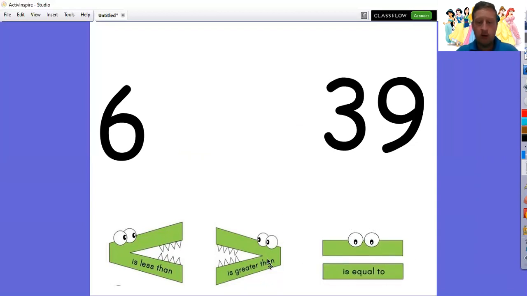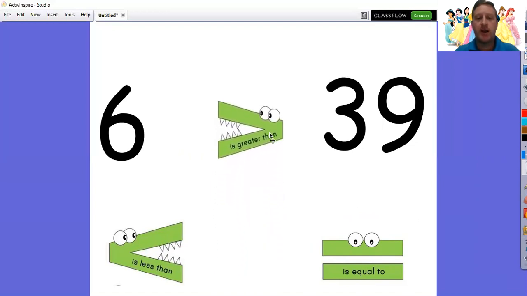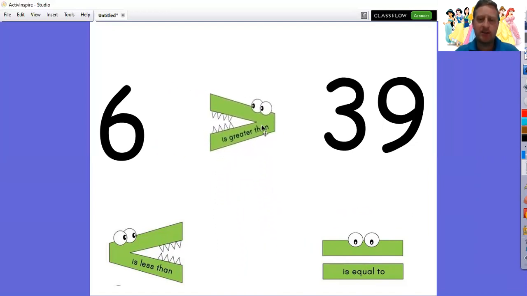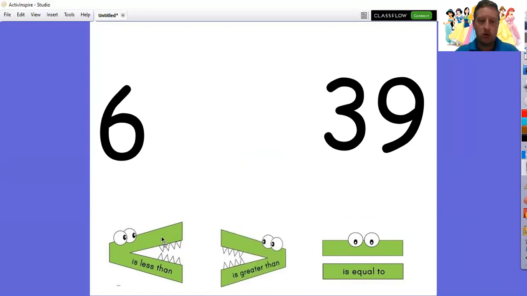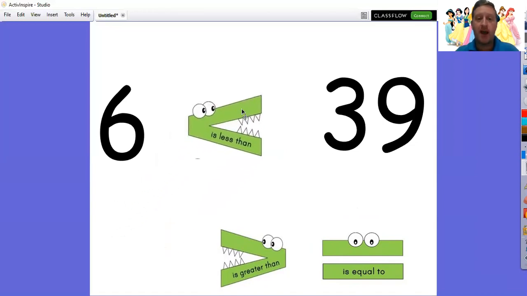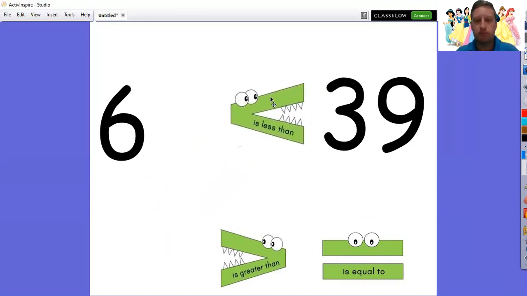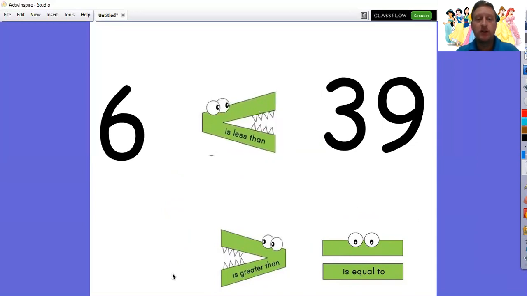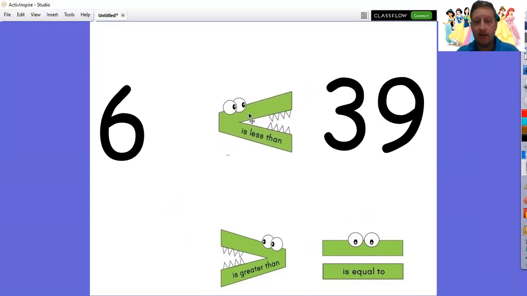And if we take this one, remember the crocodile will always eat the biggest number. So right now, the crocodile wants to eat 6. But is that bigger than 39? No. Now, we know that 39 is the biggest number. 39 is more than 6. So the crocodile wants to eat the biggest number. So now we know that 39 is the biggest number because the crocodile will eat it. So we can now say that 6 is less than 39. 6 is less than 39.